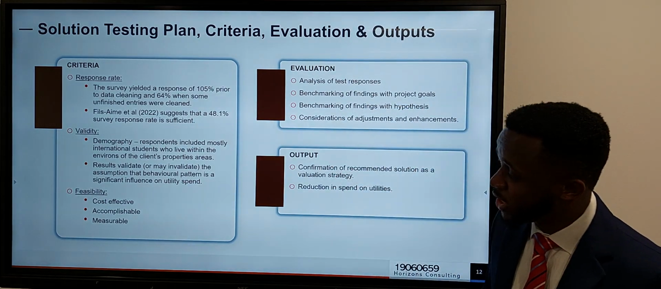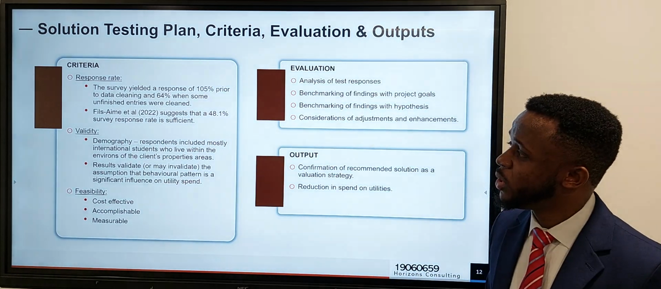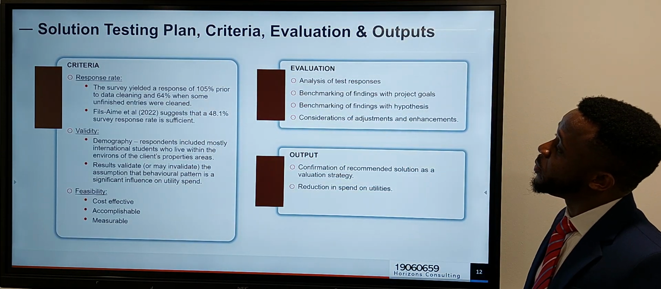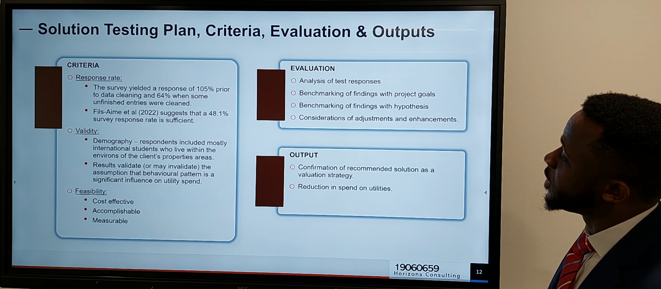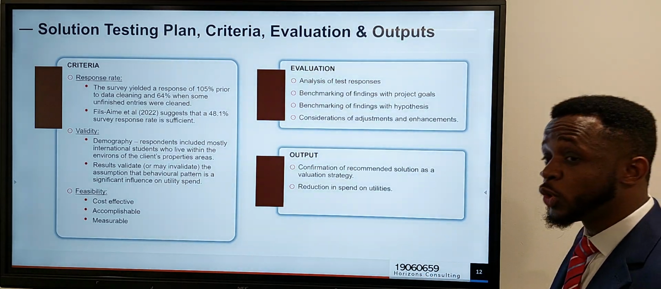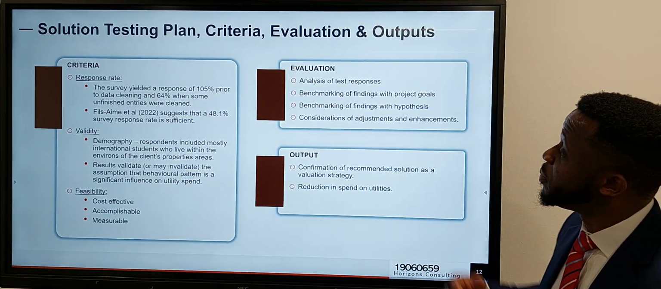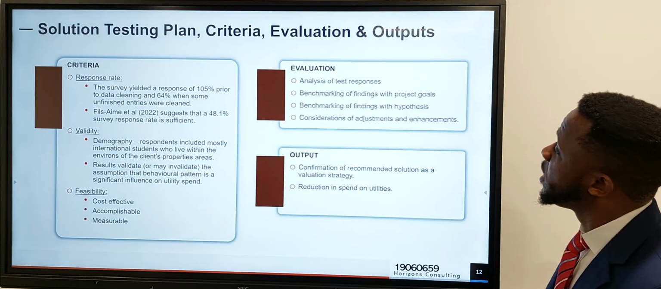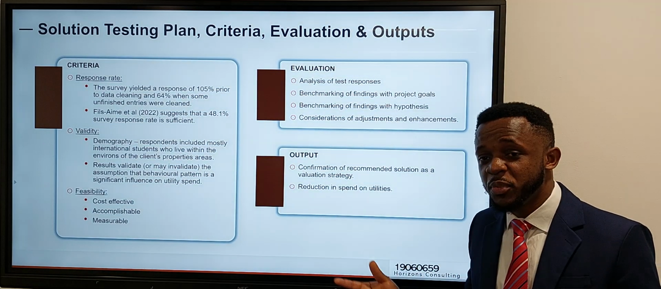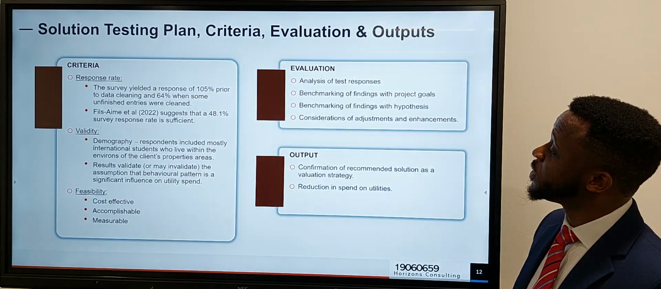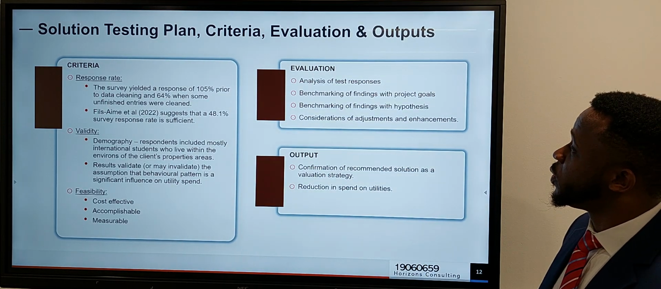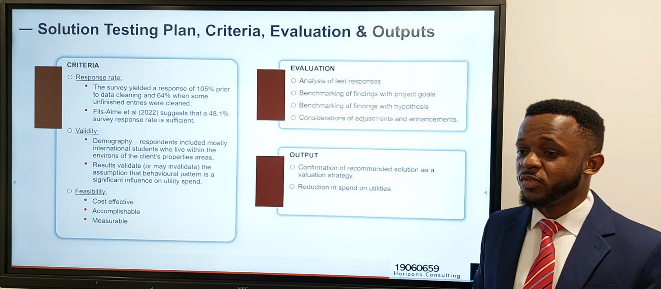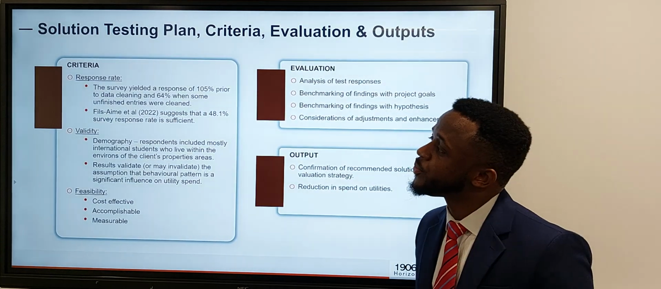The solution is cost effective, accomplishable, and measurable, which are the criteria we set for this. The analysis of the test responses is what will show the evaluation, for which we benchmark. I benchmarked the findings against the project goals initially stated, and against the hypothesis from the start of the project, along with any adjustments and enhancements. The output is to confirm if the solution is functional and if it reduces spend.